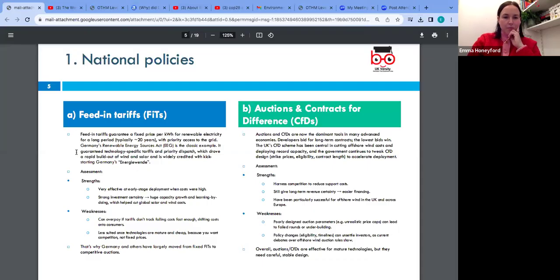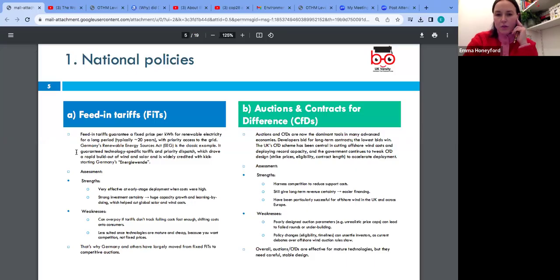So with feed-in tariffs, they're a guaranteed fixed price per kilowatt of energy. So it gives people the assurance that they're going to get their investment back. And yeah, there are different kinds of mechanisms that different countries have looked at. So we've got feed-in tariffs, auctions and contracts for difference.